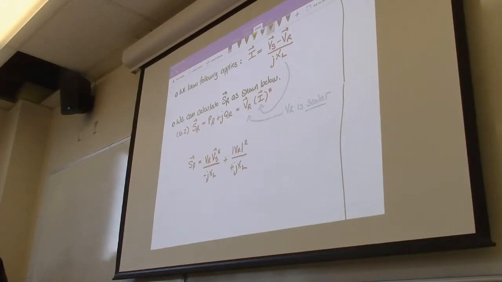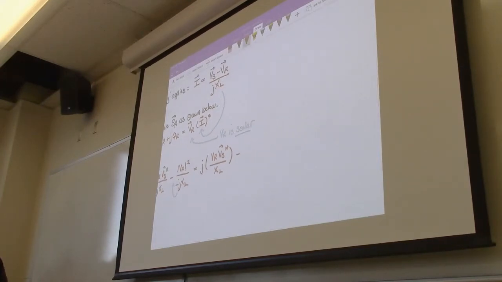So what we're going to do is, forget that for a second. We're not going to cancel those out. What we are going to do, I didn't realize what my arrows meant, is we'll pull the J's up top. And so that will get rid of the negatives, which will leave us with J times VR VS conjugate over XL minus J times VR squared over XL. That's what I did. Okay.